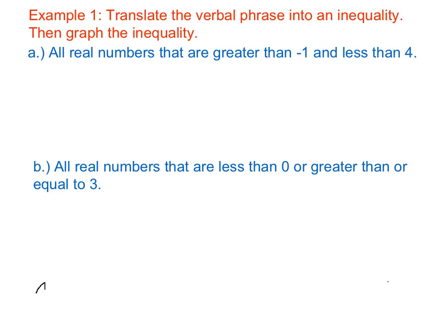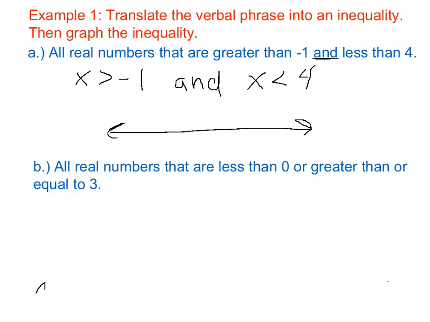Okay, for this first example here, we are asked to translate the verbal phrase into an inequality and then graph the inequality. So for part A, all real numbers that are greater than -1 and less than 4. So let's write those individually first. We've got one that x is greater than -1, and there's a keyword in between. So there's that keyword in between, and less than 4.